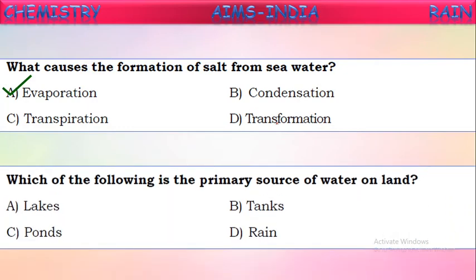Next one. Which of the following is the primary source of water on land? What is the major source for us for getting water? Are the lakes, tanks, ponds or rain? Yes, the major reason for continuously getting water on the earth's surface is rain. Rain is the cause of the continuous availability of water for us.